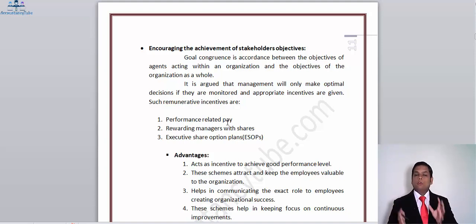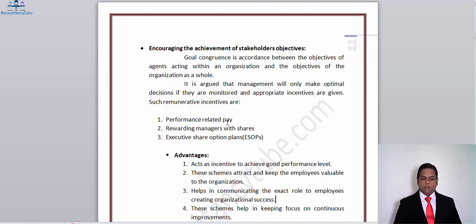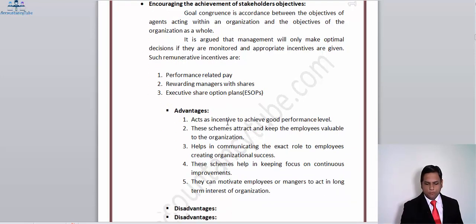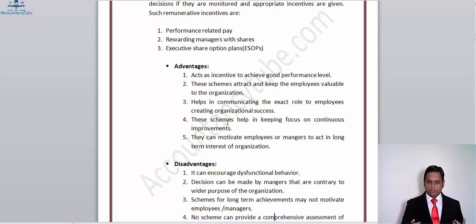If they perform well, not only will they be appreciated, but the shares which they are being offered or given will also increase in value, and as a result their wealth will increase. After that, we have executive share option plans, which means if they want, they can buy the shares in the company at a reduced rate, as an incentive to the senior management. Now, these sort of pay related and share option plans have advantages as well as disadvantages.